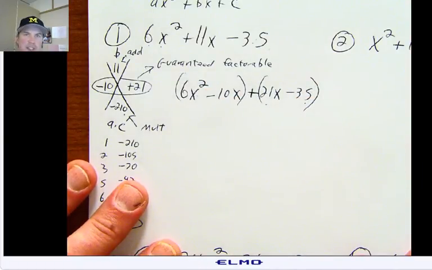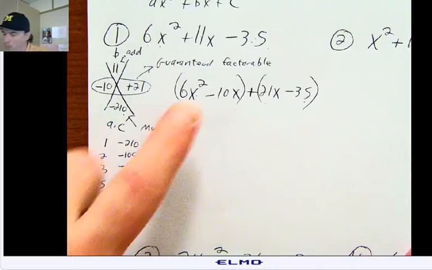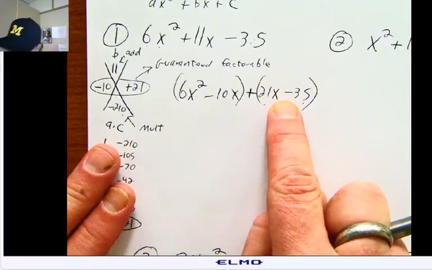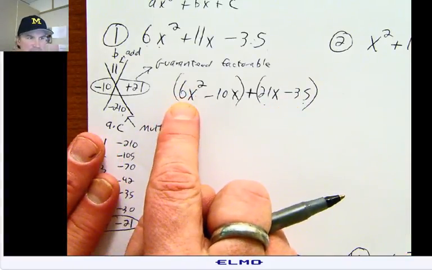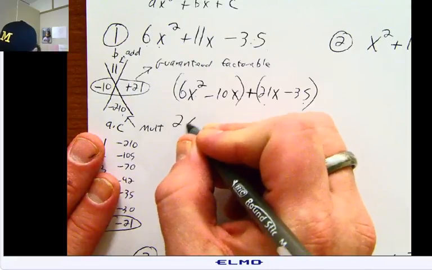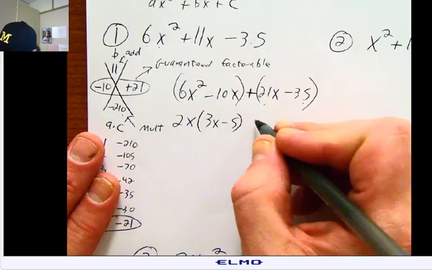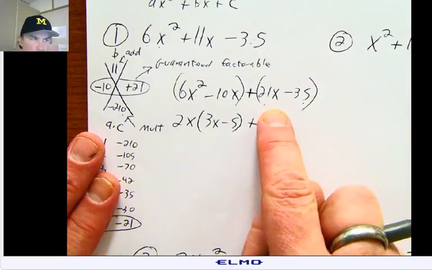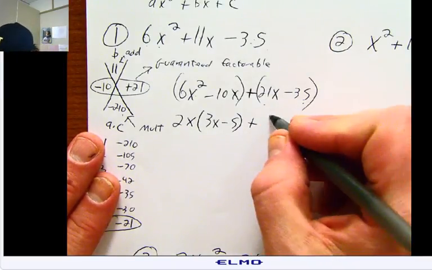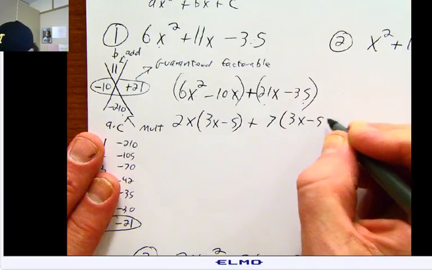And now factor out common factors out of each of these. What can you divide out of a 6x squared and a 10x? They're both divisible by 2, and they both have an x in common. What would be left on the inside is 3x minus 5. What do 21 and negative 35 have in common? They have a 7 in common. What's left on the inside is 3x minus 5.